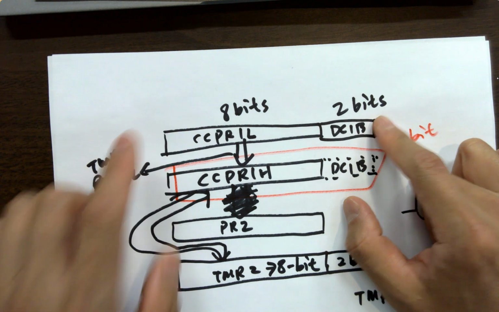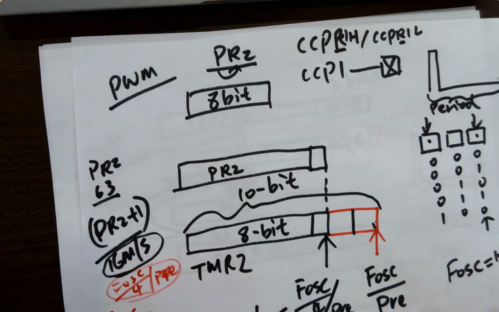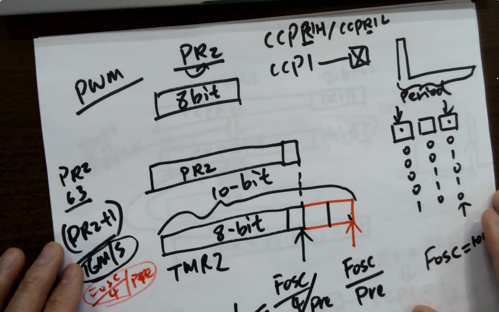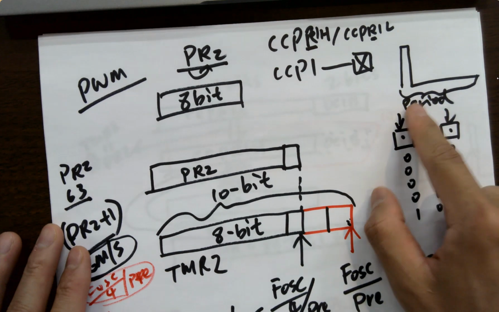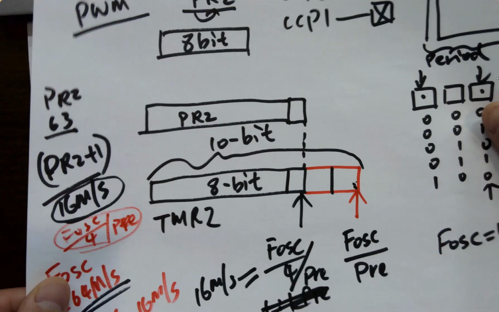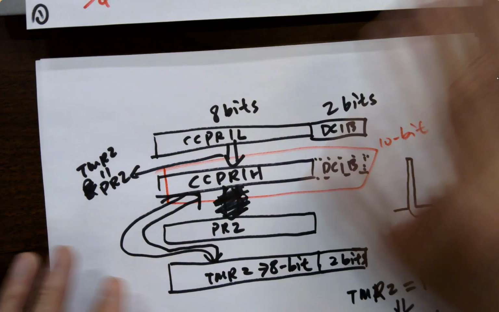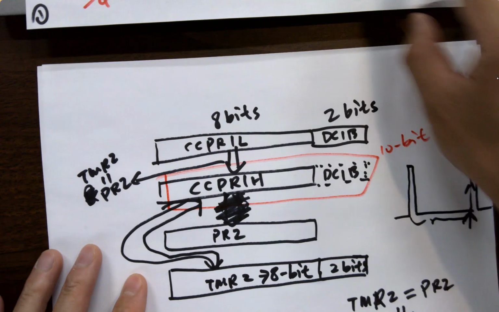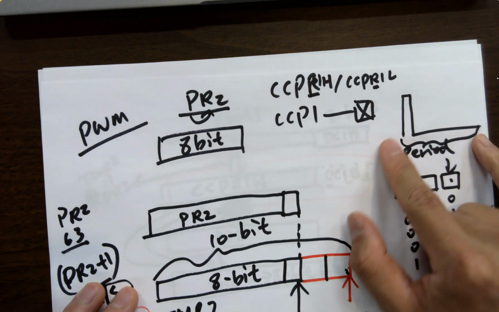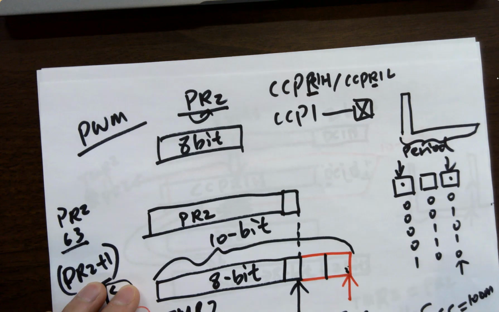That's it. So what's the register that defines the period? PR2. PR2 here. Done. I told you, done. This page that defines the period is done. Now we come down here for the duty cycle, because we just need to know the period and the duty cycle to define everything. Clear?